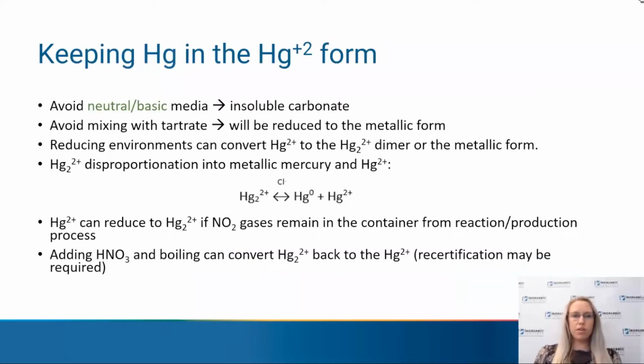So how do we keep mercury in the +2 form? Well, the first thing you want to do is avoid neutral or basic media. This can cause formation of the insoluble carbonate. You also want to avoid mixing with tartrate, because tartrate will reduce mercury to the metallic form, which is volatile and can cause loss of your analyte.